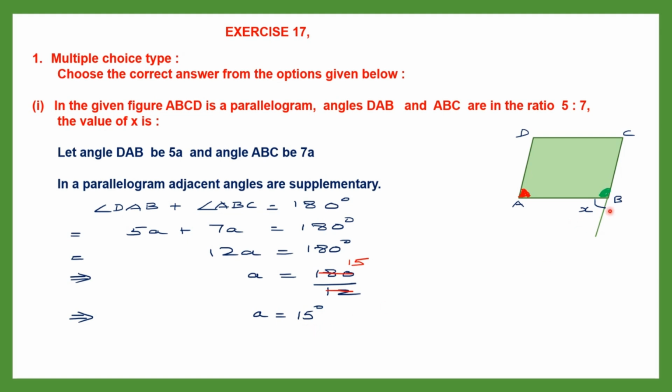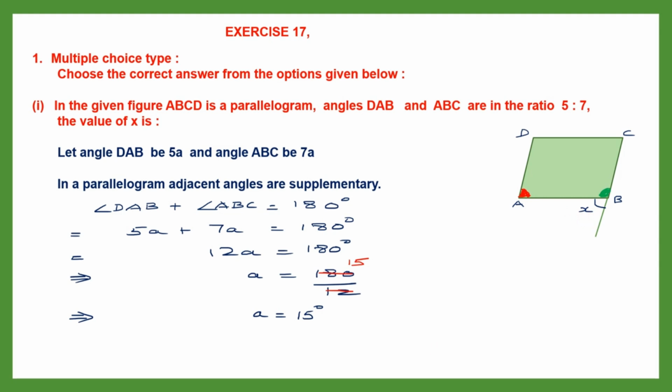So now that we have found the value of A, we can easily find the value of x. You know how? Because we know this ABC is 7A, and angle B and angle x are a linear pair of angles. Linear pair of angles equals 180, so we can find out the value of x. We can also take it another way. If we extend these, they become parallel lines and this becomes a transversal. So I can take these two as alternate angles, and alternate angles are equal. So you can use any property to find the value of x here.